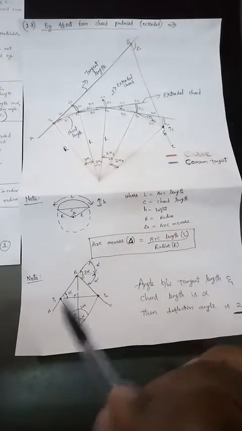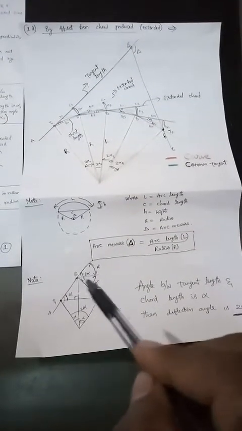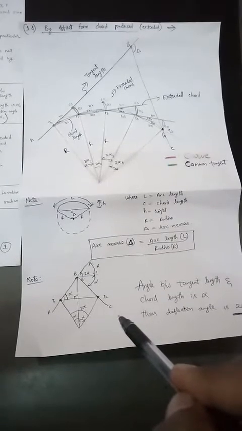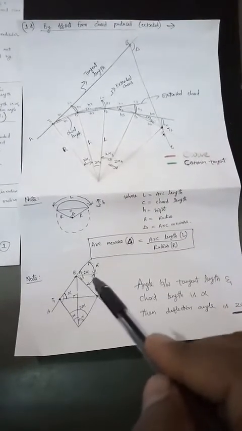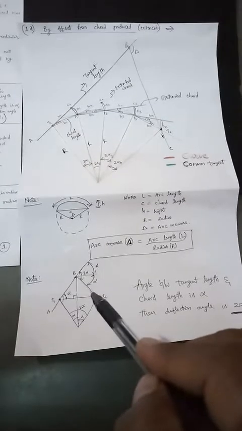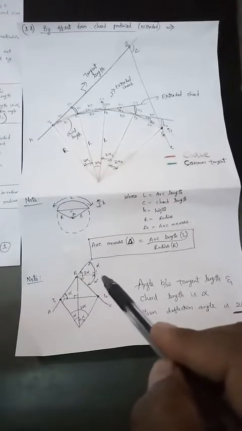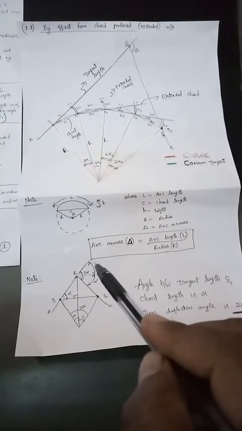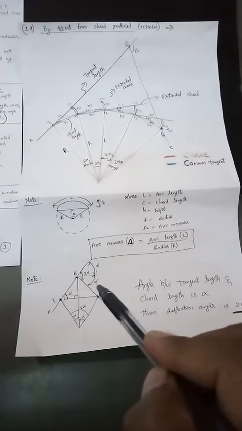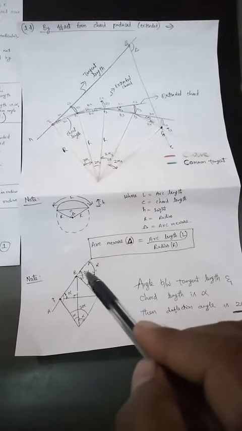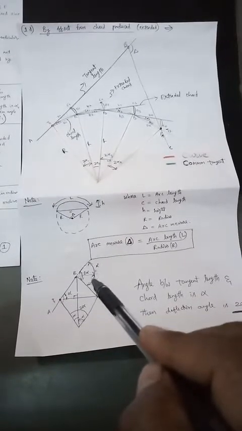Next note we will see here. So AB is the backward tangent, BC is the forward tangent. See, this is the deflection angle. So the deflection angle we will divide into two halves. You see this is one half alpha, the other is alpha. So by combining we will get 2 alpha here. This is the deflection angle.